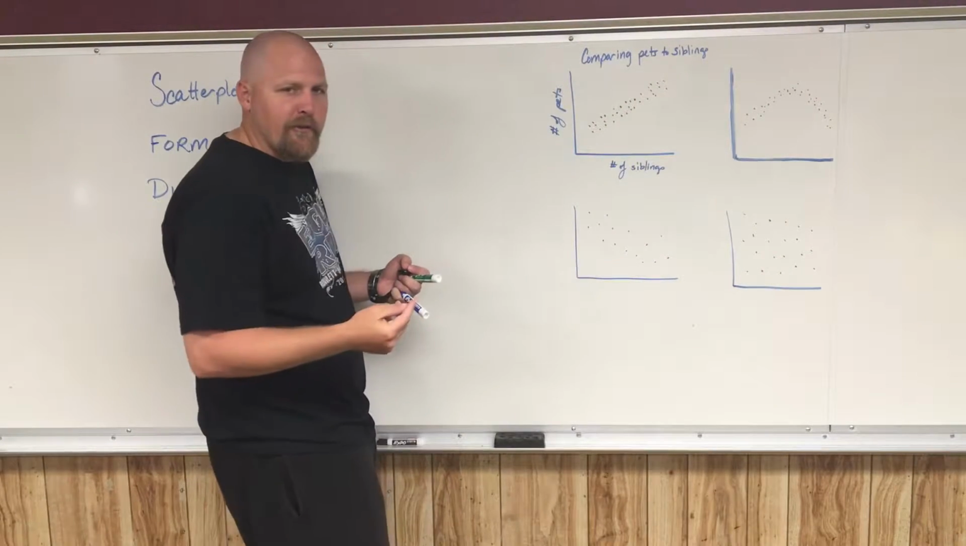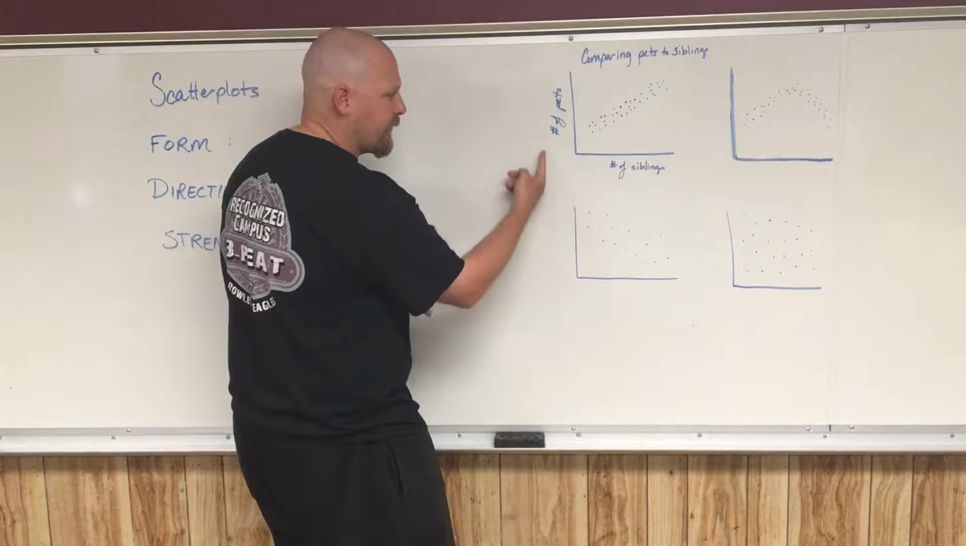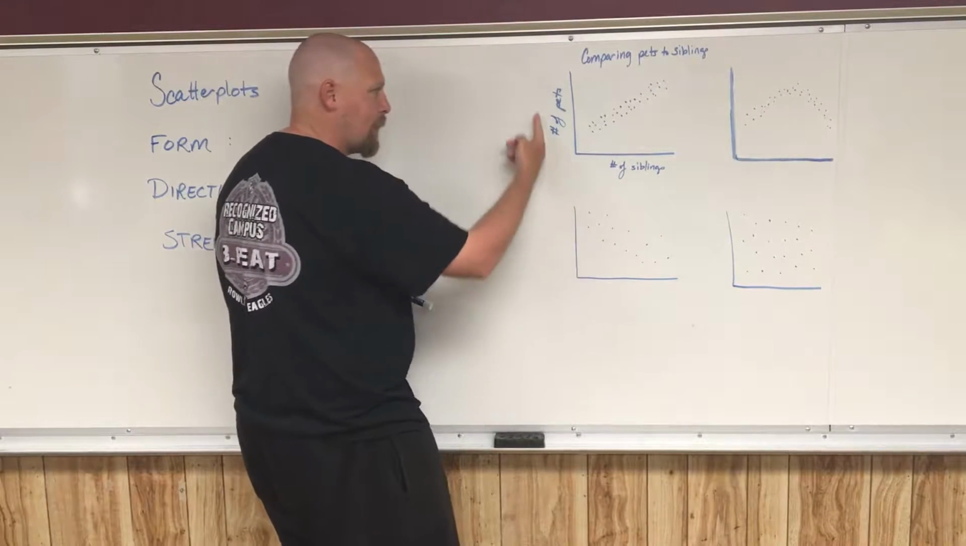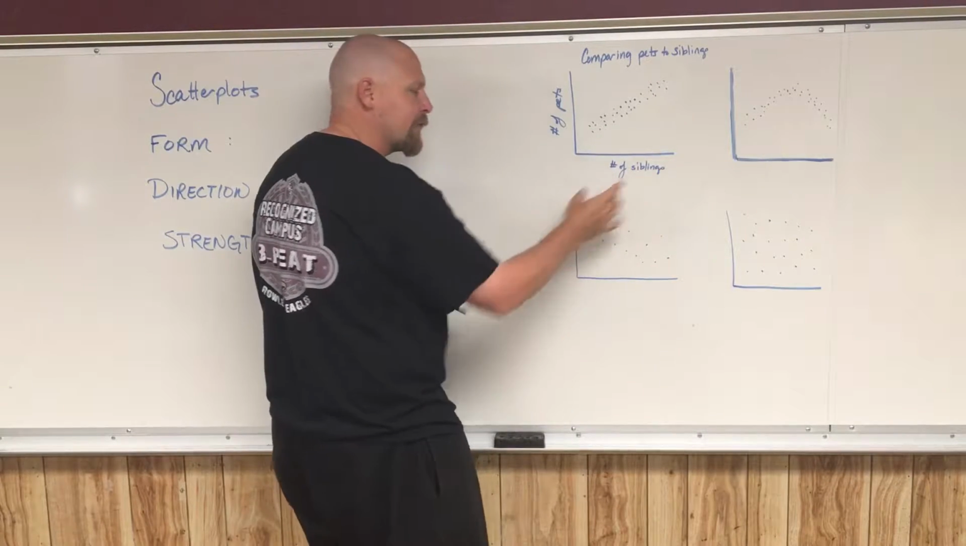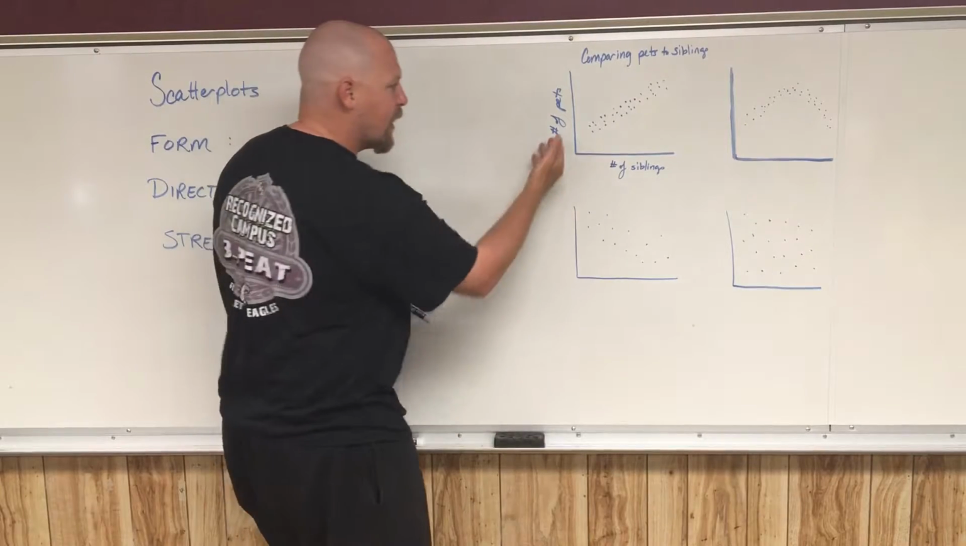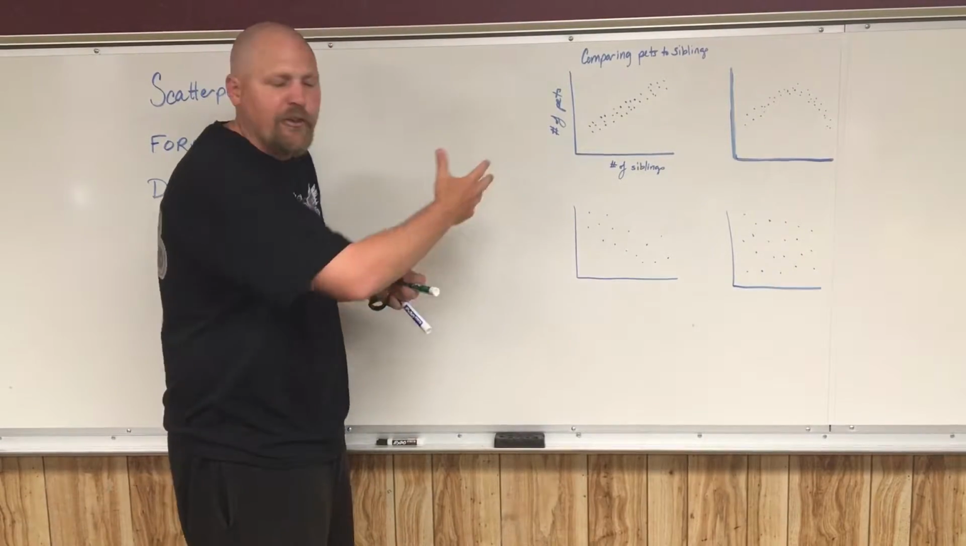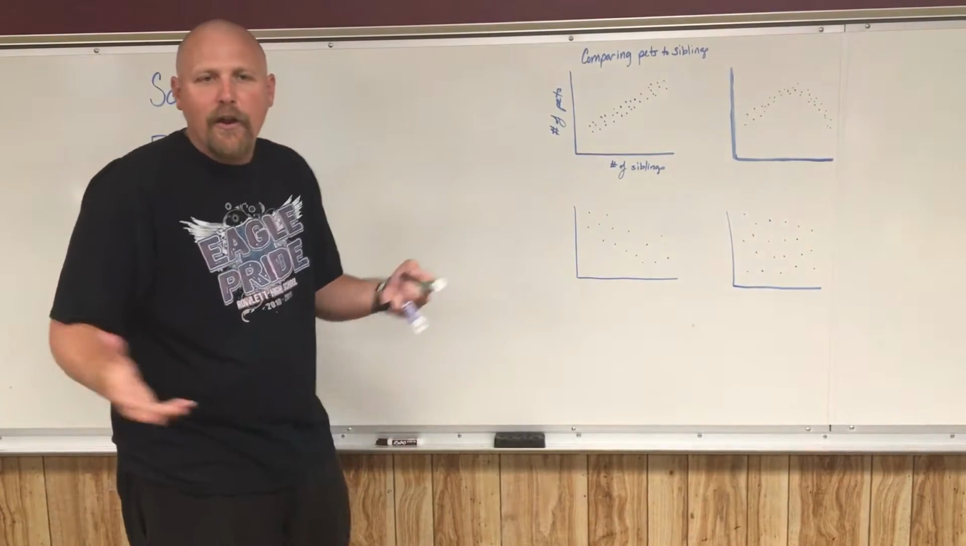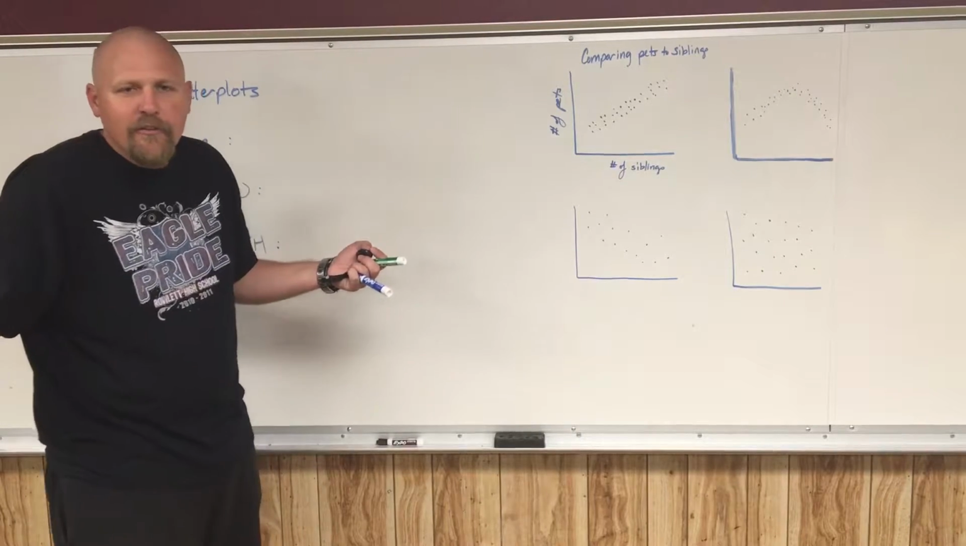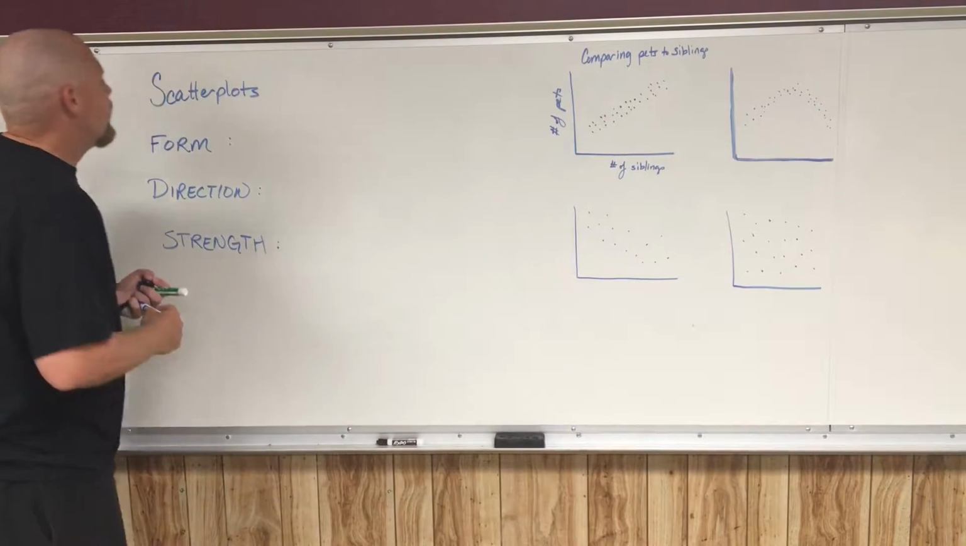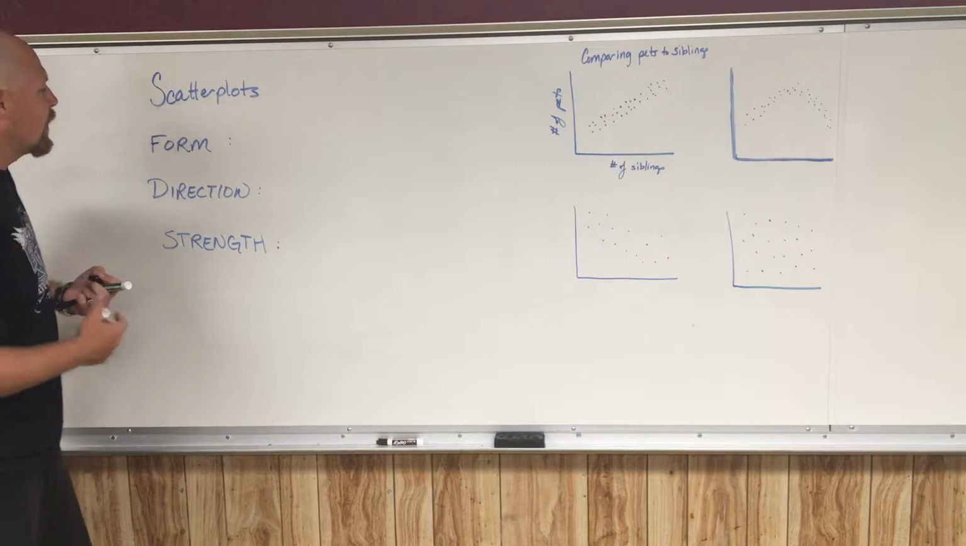The variables of interest here are the X and Y labels or titles. So the number of siblings is a variable of interest. The number of pets is a variable of interest. This is just an example to know what the subjects of the study are and what the variables of interest are. Okay? So here we have form.